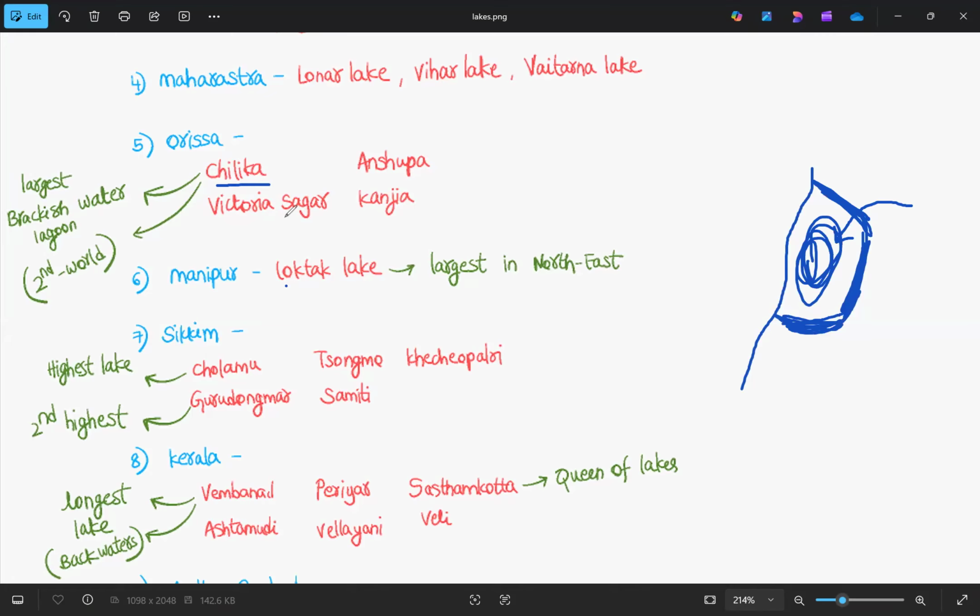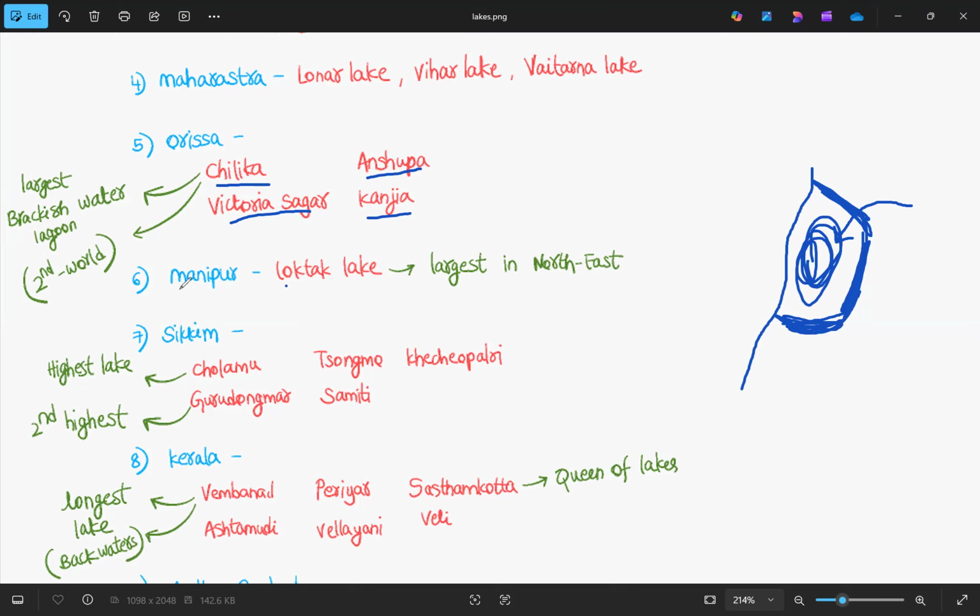And then next we have Victoria Sagar, also in the state of Odisha. The third lake is Anshupa. And the fourth one is Kanjia. So what are the four lakes in Odisha? Chilika, which is the largest brackish water lagoon in India and also the second largest in the world. And the third and fourth are Anshupa and Kanjia.